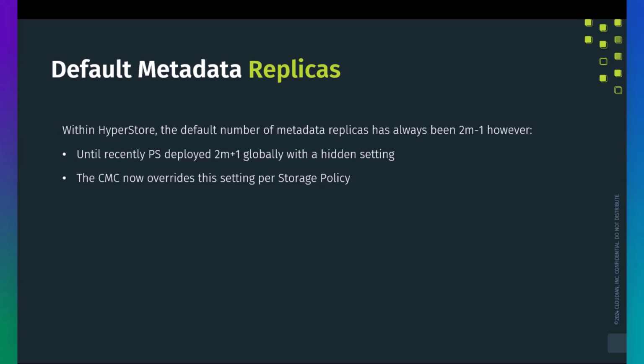However, this was applied at a global level and did not take into account any changes that customers may want on a specific storage policy. For instance, 2m-1 is preferred for distributed erasure coding policies. Functionality has now been introduced into the CMC to select the preferred number of metadata replicas for each storage policy.